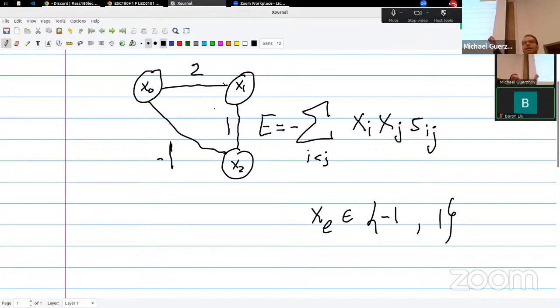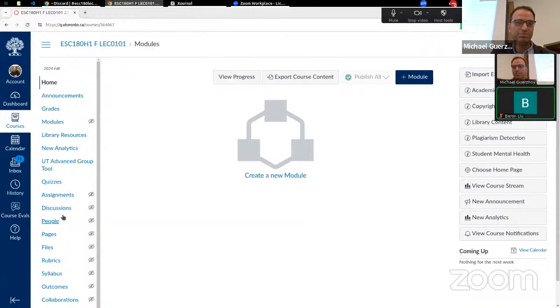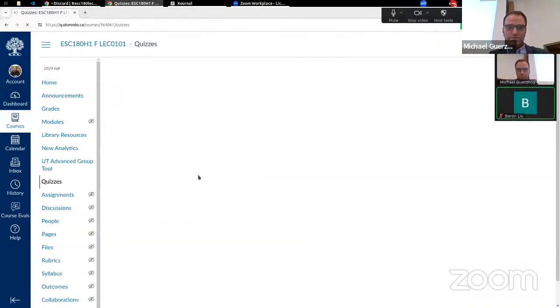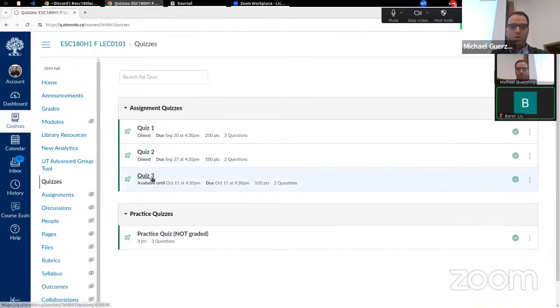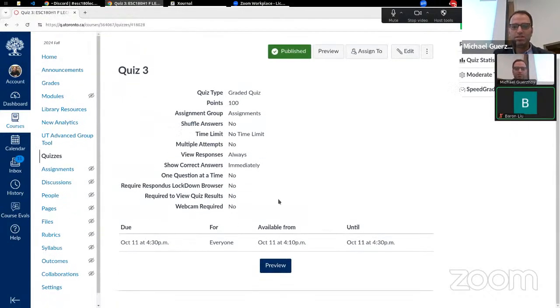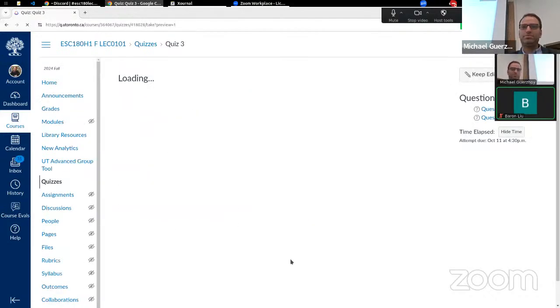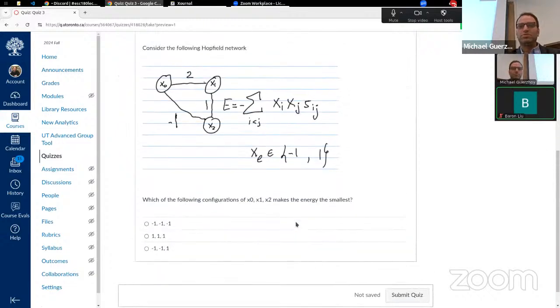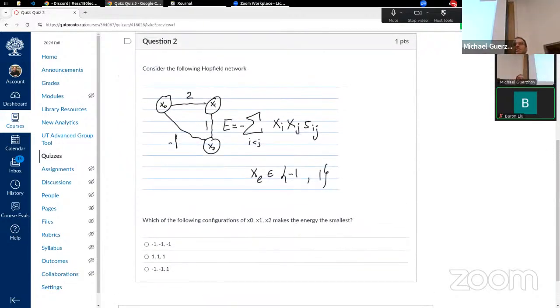So, one way to do the multiple choice question is to just plug in the 3 possibilities that are on the quiz. Let me open up the quiz. Quiz 3. Preview. So the 3 possibilities are those 3 possibilities. You can just plug every one of those in. The question is, which one leads to the smallest energy? Well, that's not a hard question.